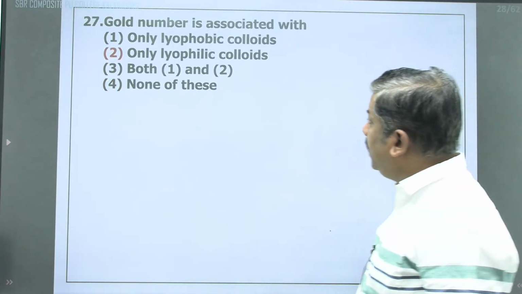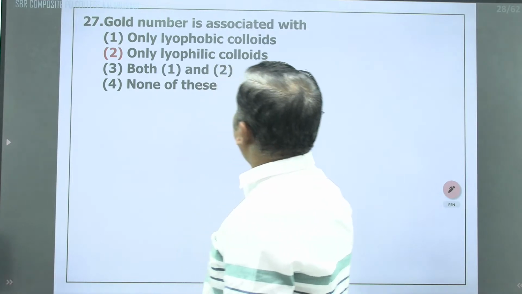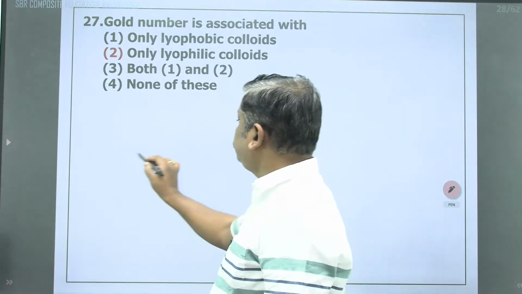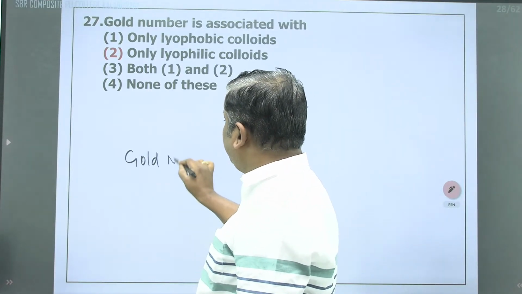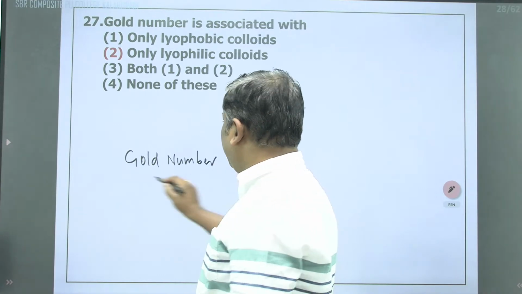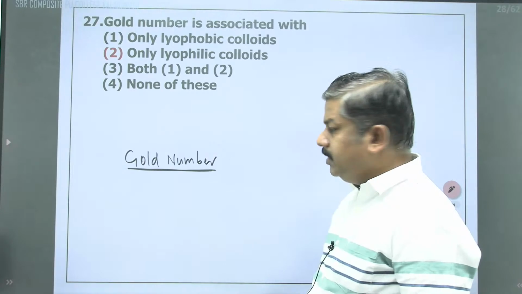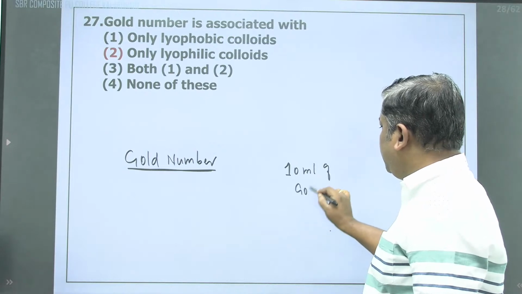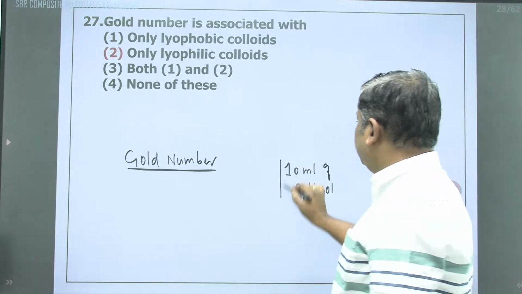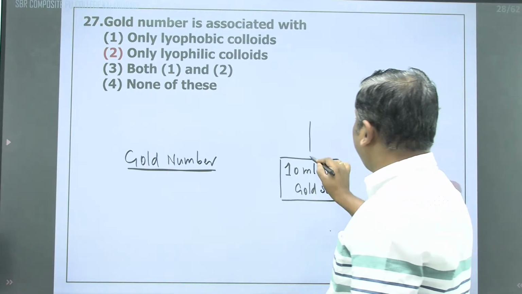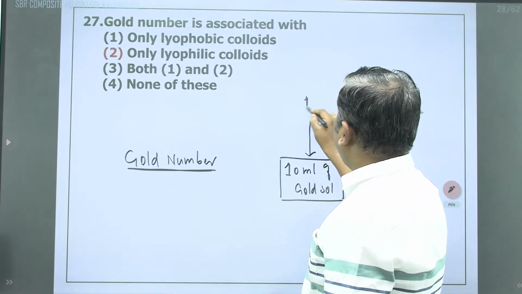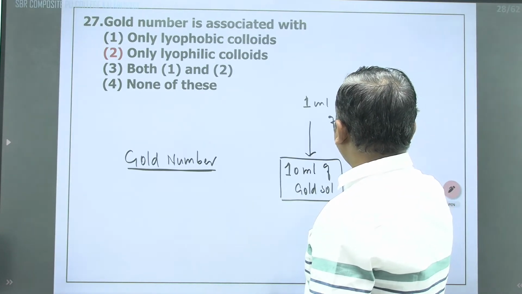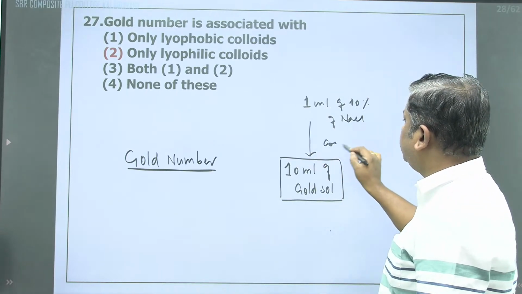Gold number is associated with which of these: only lyophobic colloids, lyophilic colloids, both 1 and 2, or none of this. What is meant by gold number? The gold number concept was proposed by Zsigmondy. According to him, suppose you take 10 ml of gold sol, and this 10 ml of gold sol is subjected to coagulation by adding 1 ml of 10% sodium chloride solution.